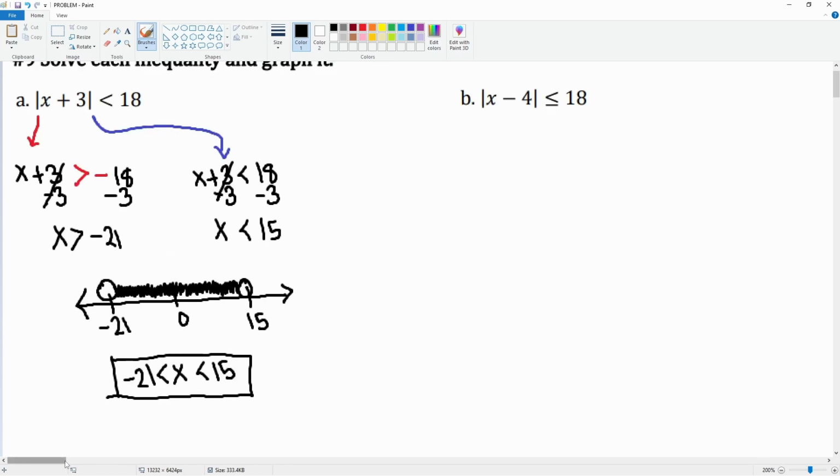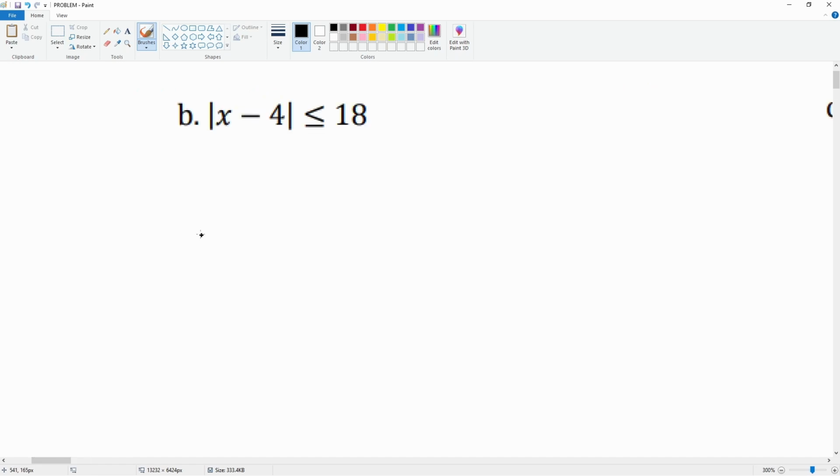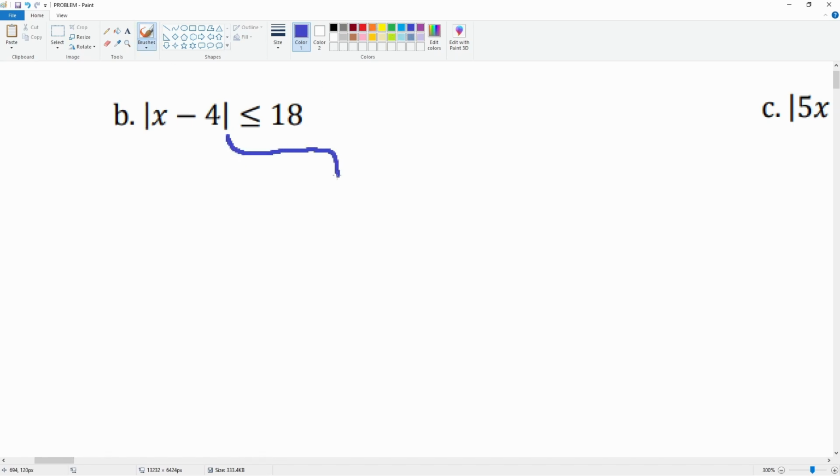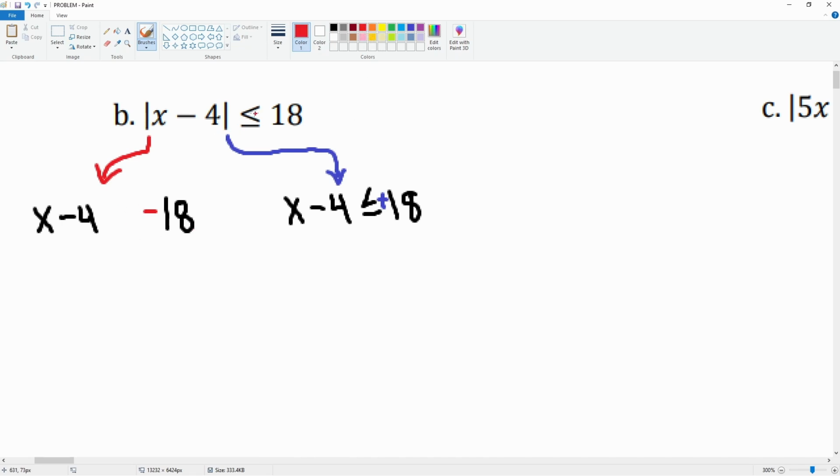Okay, let's do B here. All right, so let's split it into its negative inequality and its positive inequality. The positive one is just x minus 4 less than or equal to 18. Positive, of course. Then the negative one is x minus 4 greater than or equal to negative 18. And remember, when you write the negative version, the inequality flips.